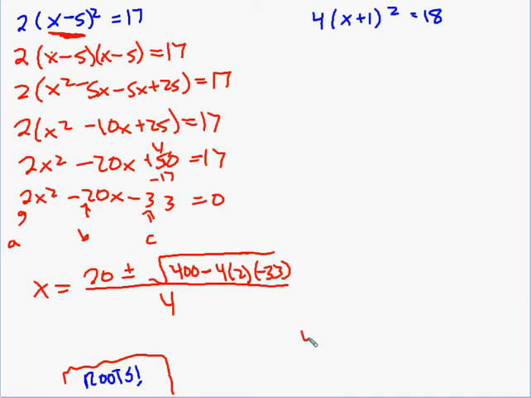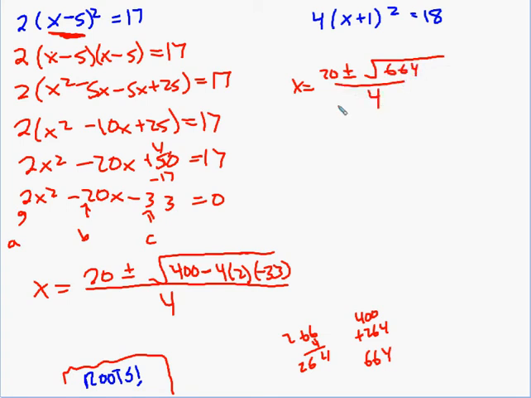Well, let's do this. 66 times 4. 264. And then I have 400 minus that 264. Oh, nope, plus. See? Got to keep track of our signs. So 664. So showing the next step, x equals 20 plus or minus square root 664 all over 4.